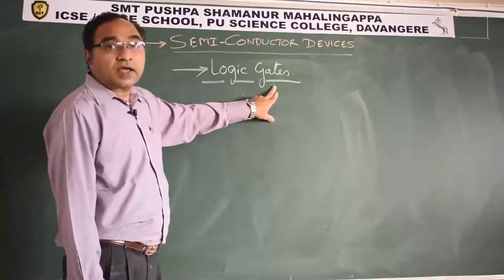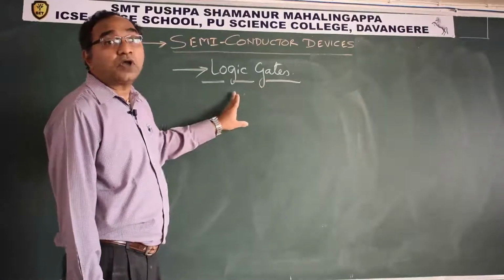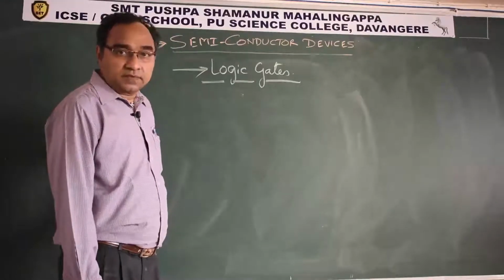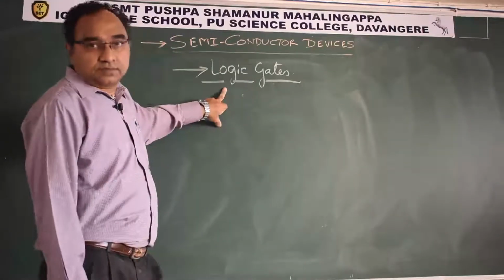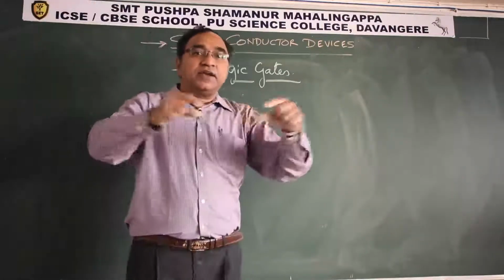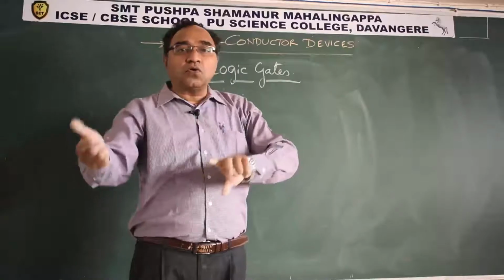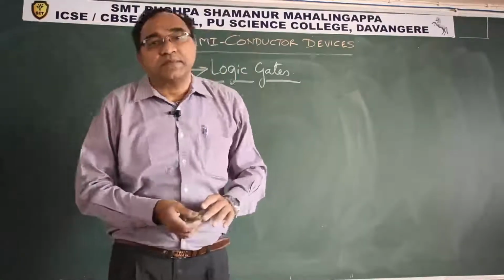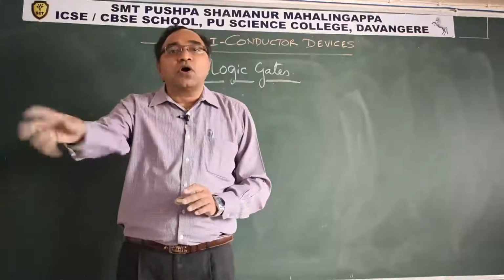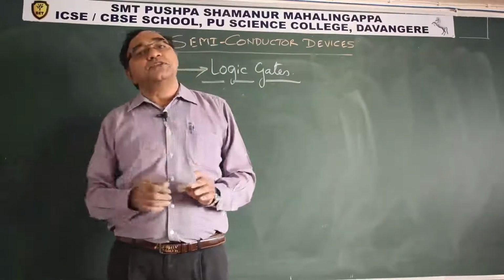A logic gate is a gate which works on logic. The entry and exit is controlled by logic. Logic, when we say, means what? You will have one statement and you will have an answer, either yes or no. That is what is called a logical statement. Allow the charge, yes or no. This is what you will get. This is a logical statement.